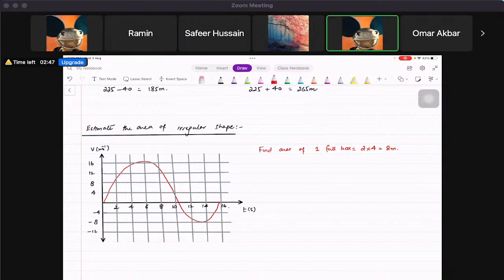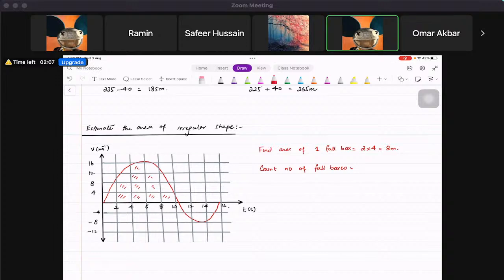Now what you're going to do is count the number of full boxes. So what I'm going to do is I'm going to separate the two shapes. So I'm doing for the first one, the above one, right? So this is like 1, 2, 3. I'll take it as full: 4, 5, 6, 7, 8, 9, 10. Okay, I take it as 10. And yeah, I think that's fine.